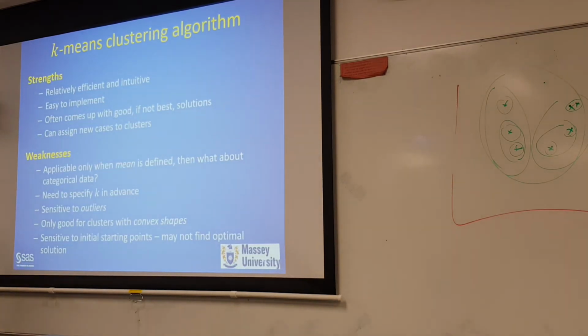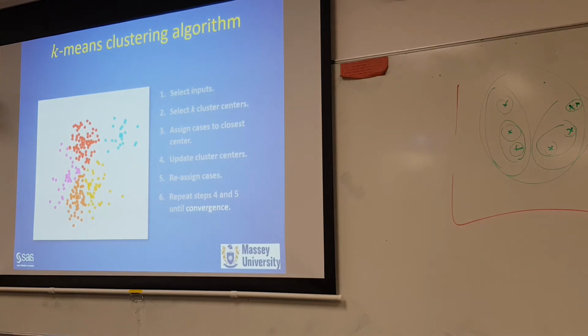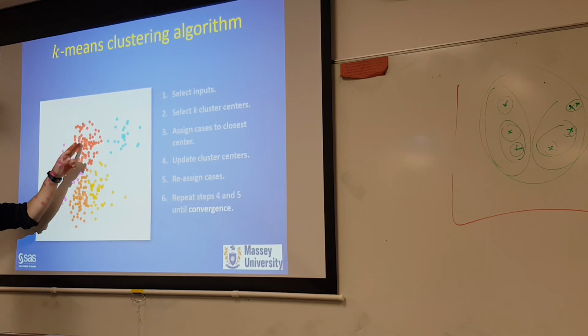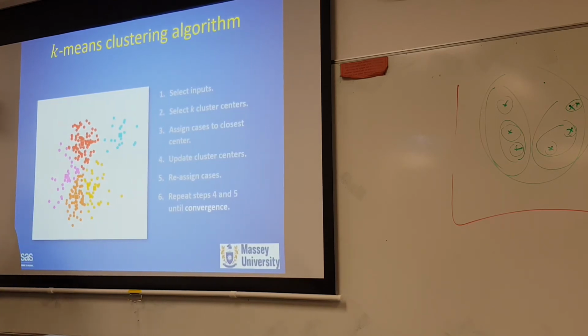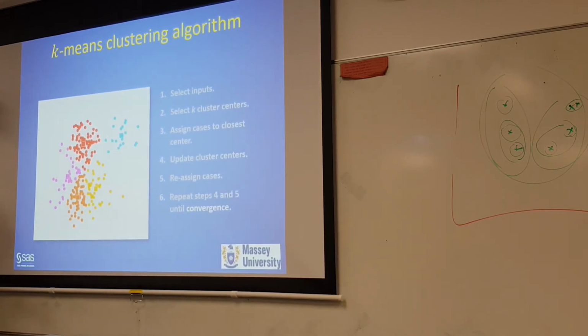So it is intuitive; you can easily explain to somebody how it works. It is really fast, easy to implement, and it typically comes up with reasonable solutions. Best of all, you can very easily assign a new data point to a cluster. If I end up with this solution and a new data point comes in, you can very quickly work out which center it's closest to by looking at the distance. So you can see why the distance matrix is important. You just choose that center and categorize the new data point very easily.